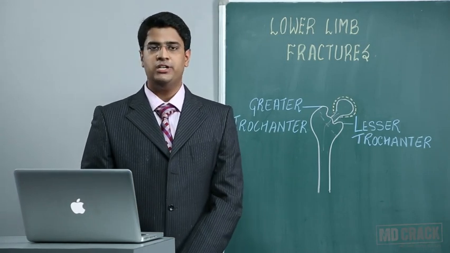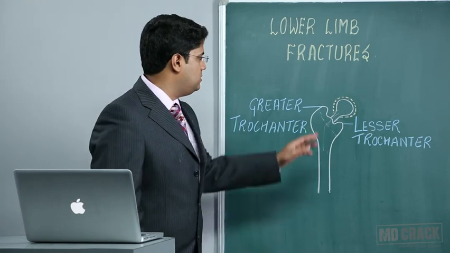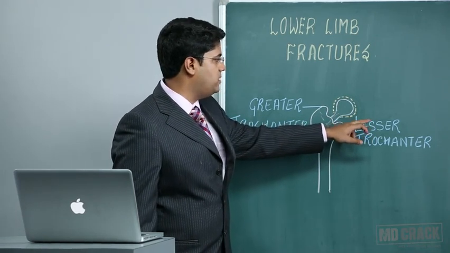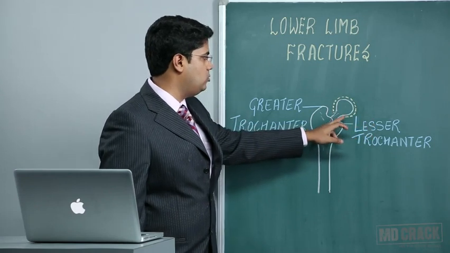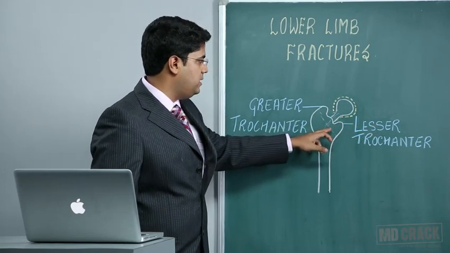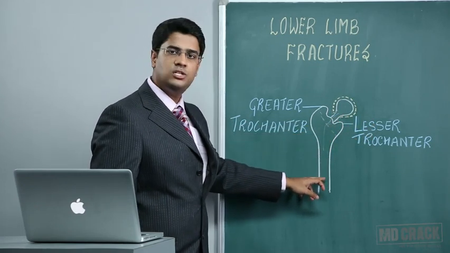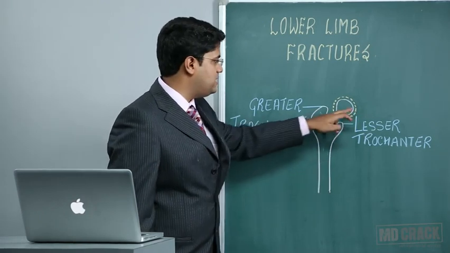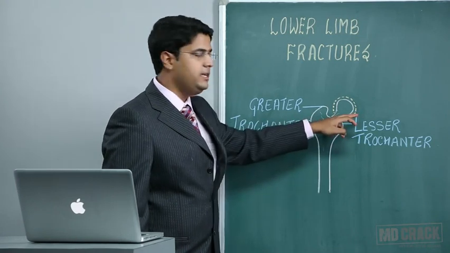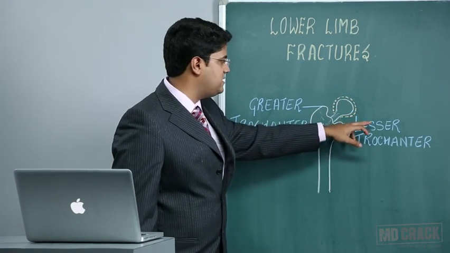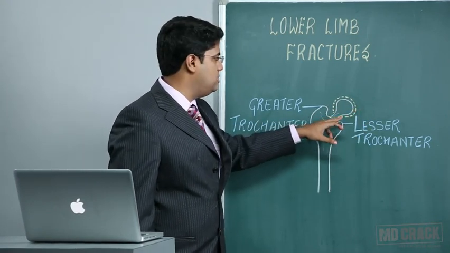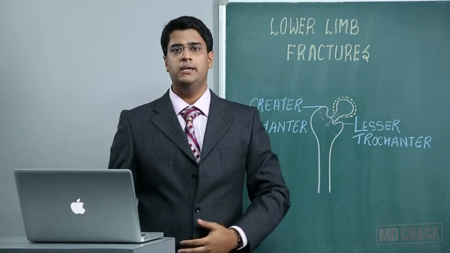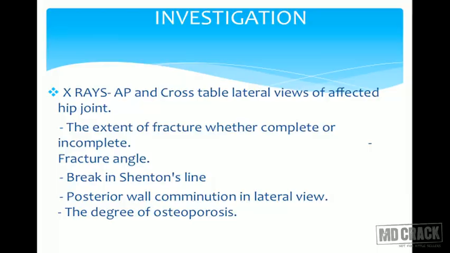There is a break in Shenton's line, that is the continuity from the pelvis, the lower part of the pubic symphysis. When you extend it down towards the neck and then down towards the shaft, it forms a smooth curve. That is known as Shenton's line, extending from the pubic symphysis, that is the pelvis, going to the neck, again to the shaft. This is broken in neck of femur.